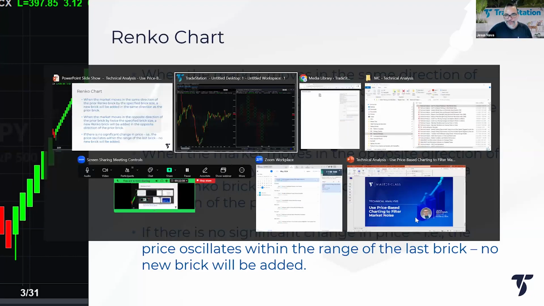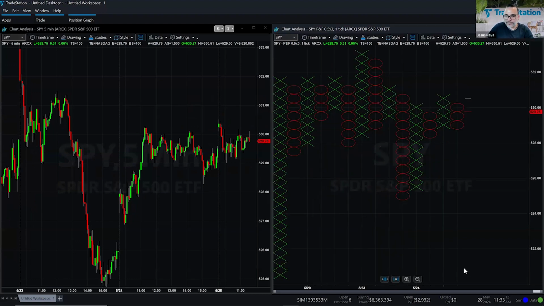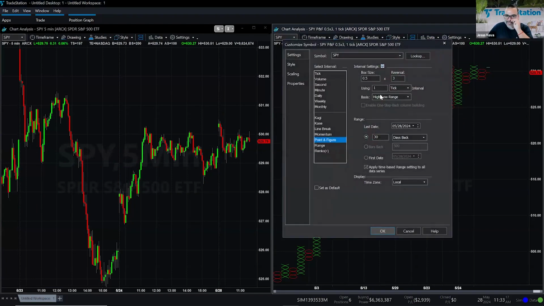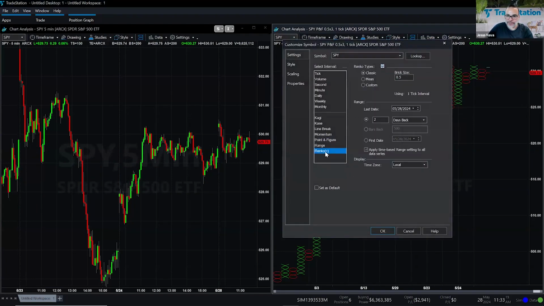Let's go back here to my chart. Let me go to data, edit symbol. Let's say that we want to build a Renko chart right here. I'm going to do a classic. That's the one that is commonly used. We have other variations like the mean and custom, which only shift the boxes' alignment if you want to. The classic just stacks the boxes on top of each other.